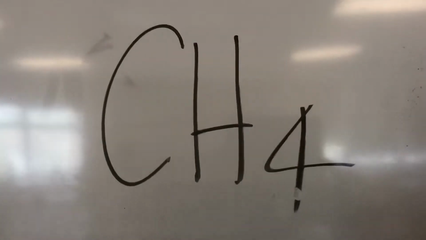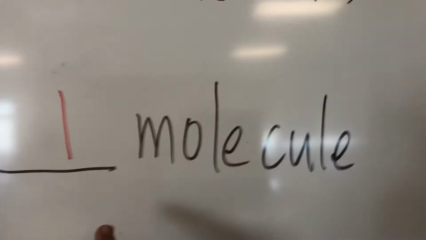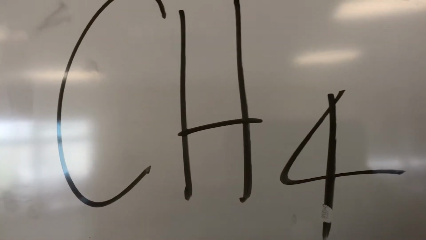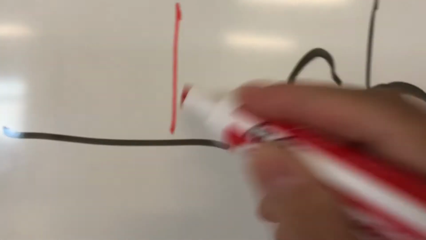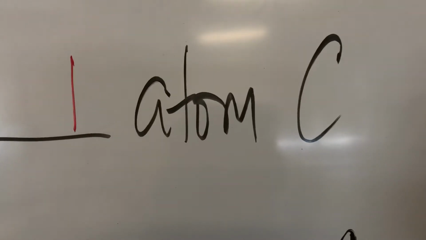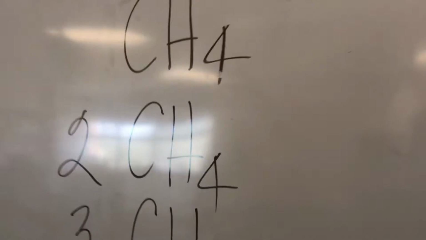So for this example, CH4, there is an understood one here, so I say, oh, I have one molecule. How about carbon now? Also one. So I would write down here, one atom of carbon. And for hydrogen, it says here 4. So here, it should be 4. Okay?